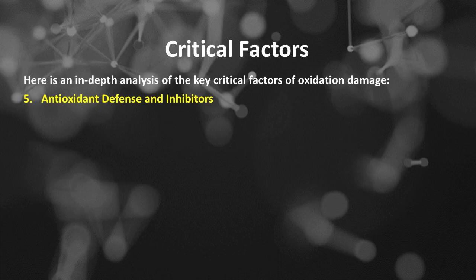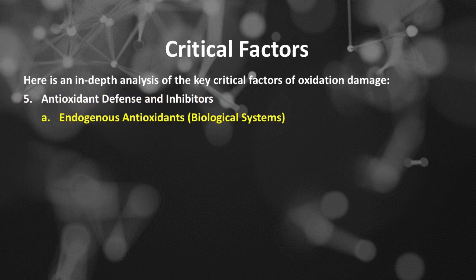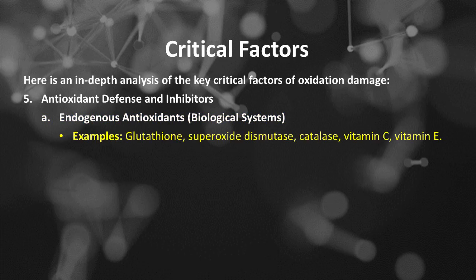Number 5 of the key critical factors of oxidation damage is antioxidant defense and inhibitors. Number A is endogenous antioxidants or biological systems. Examples include glutathione, superoxide dismutase, catalase, vitamin C, and vitamin E. Their role is to neutralize ROS and inhibit chain reactions.